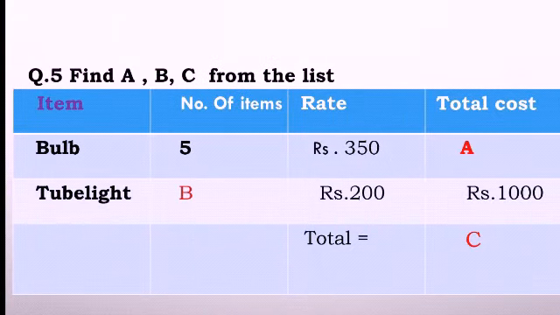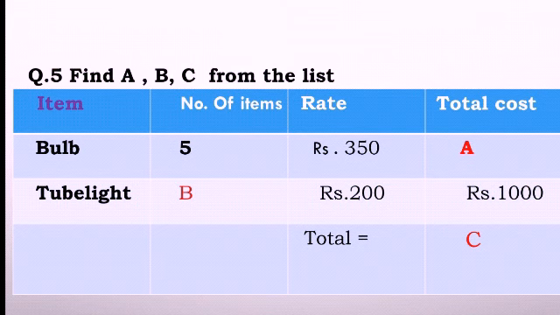Question number 5. You have to find A, B, C from the list. That means here are some unknowns. You have to find the unknowns. Item names are given, that is bulb and tube light. The number of items is given for bulb but not for tube light. You have to find the number of items for tube light. The rate per item is also given: bulb rupees 350 and tube light rupees 200.